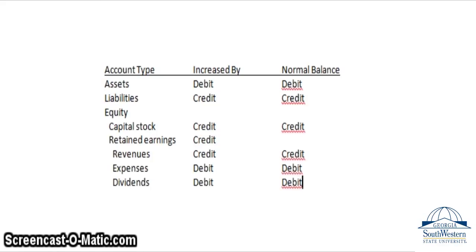Now, notice I also left blank the normal balance on retained earnings. Technically, what you want to see in retained earnings is a credit balance, but a lot of times businesses don't have profits to begin with. They'll have losses. So they could have a debit balance or a deficit balance. That would be debit. What you want to see is a credit. So that one you can see either one. But again, the preference on retained earnings is to have a credit balance for that one as well.